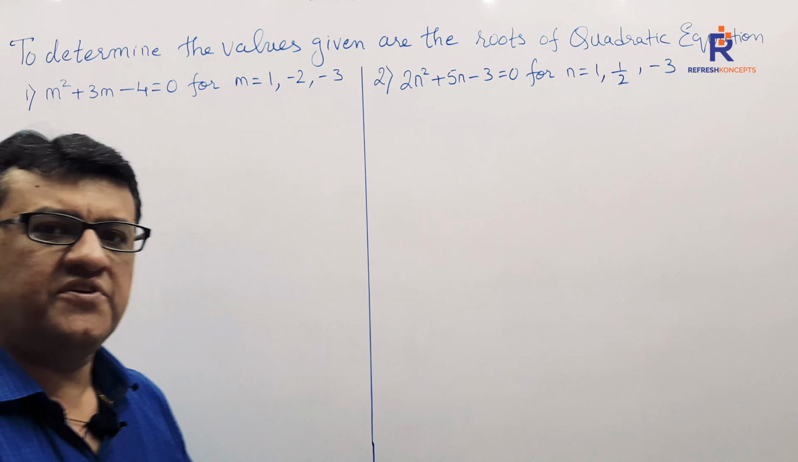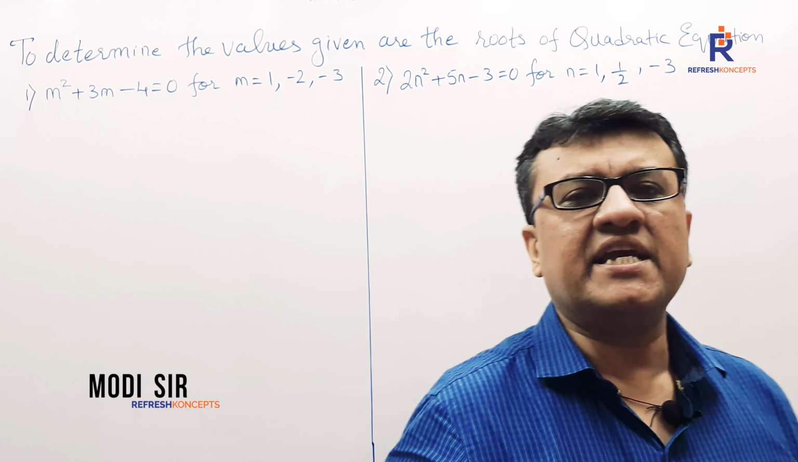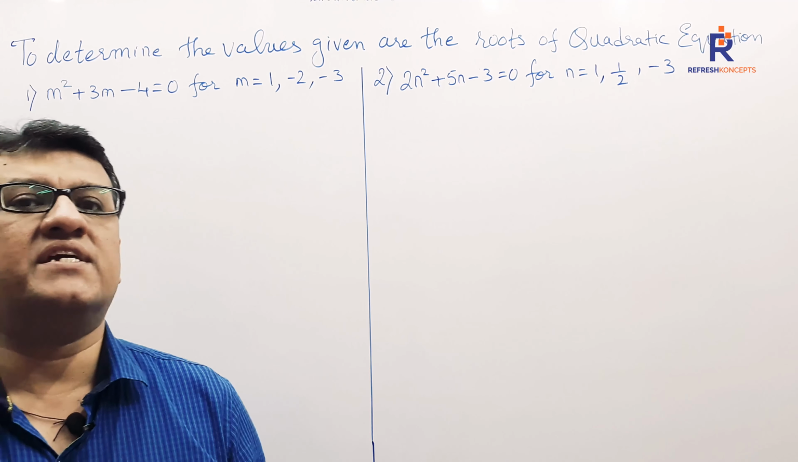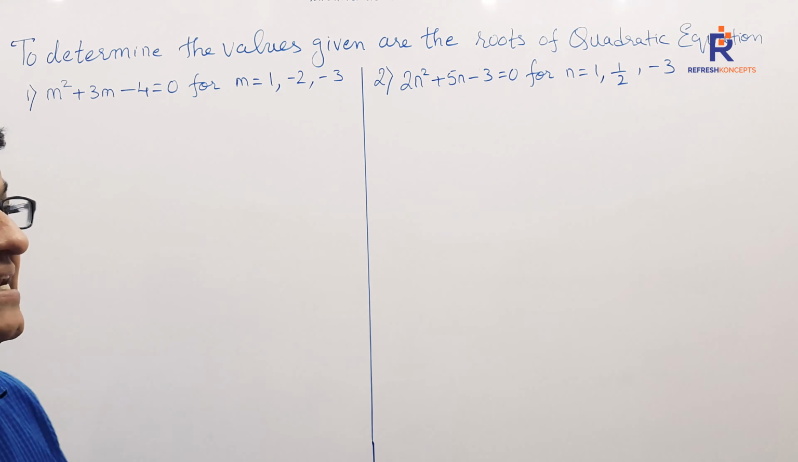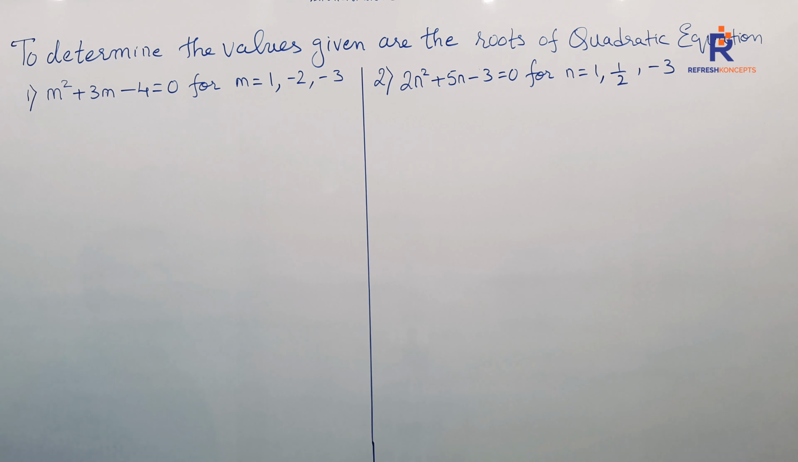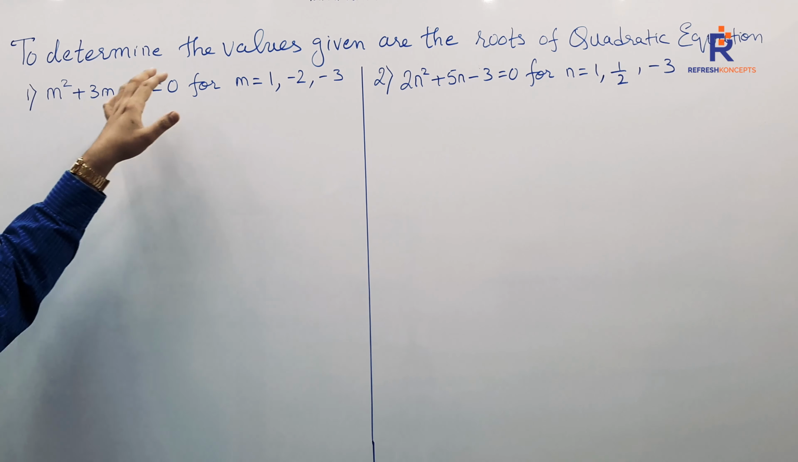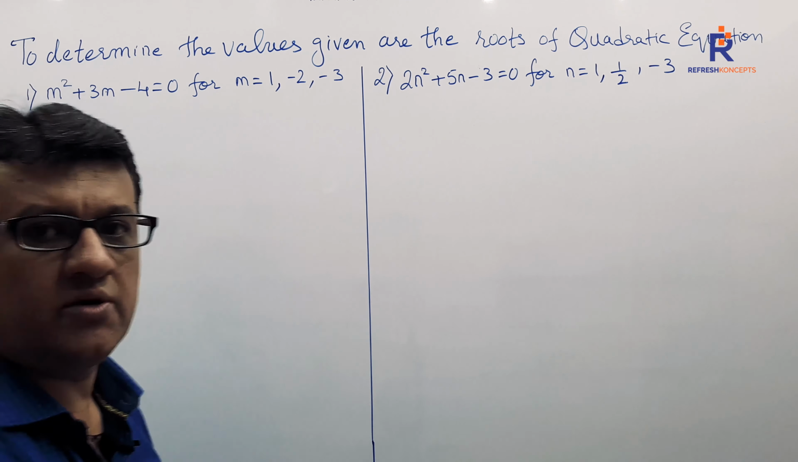Children, let's see further. Having understood what a quadratic equation is, how to write down the standard form of quadratic equation, and how to get the values of a, b, and c, let's inch further in our chapter to understand what are the roots of the quadratic equation. To determine the values given are the roots of the quadratic equation.